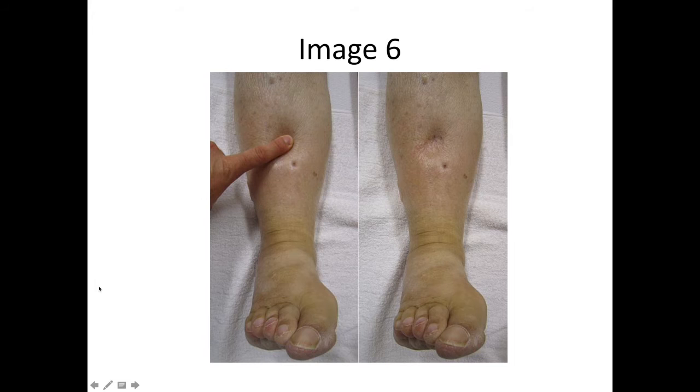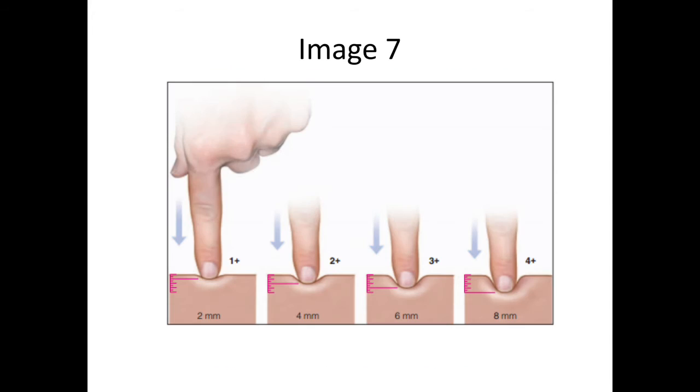The one thing that I'm demonstrating right here is pitting edema. And pitting edema in a right-sided heart failure will be bilateral, even though we're looking at the right lower extremity here. Now, pitting edema is going to have two major ways by which we can assess its severity. One is the actual depth of the pit, and the other is the time at which it takes for the pit to resolve.